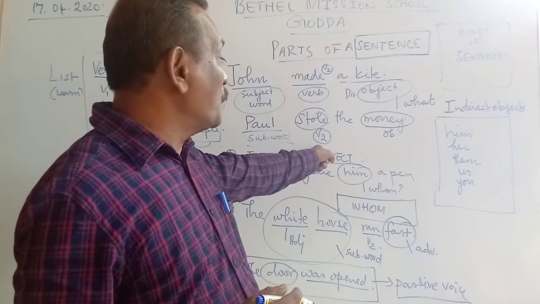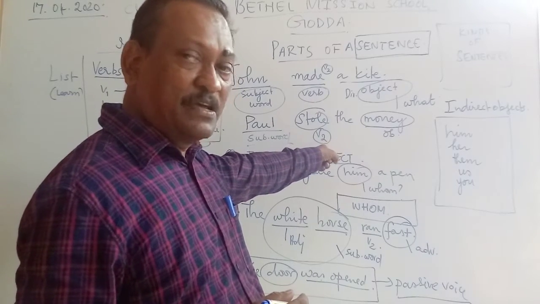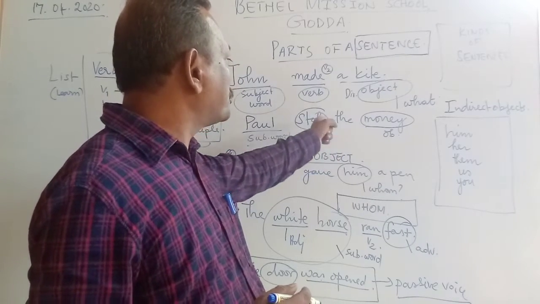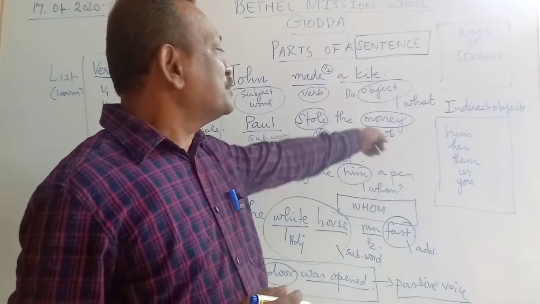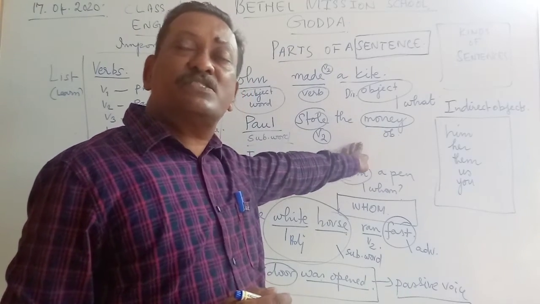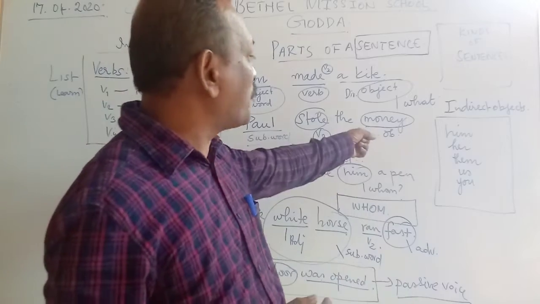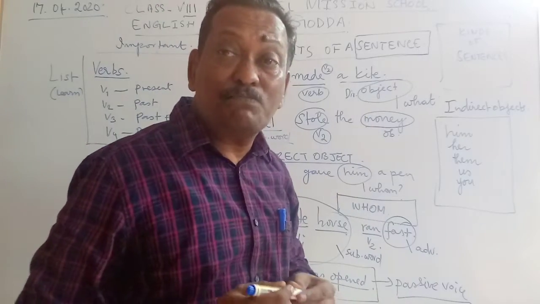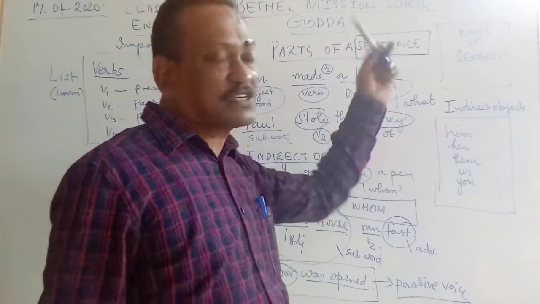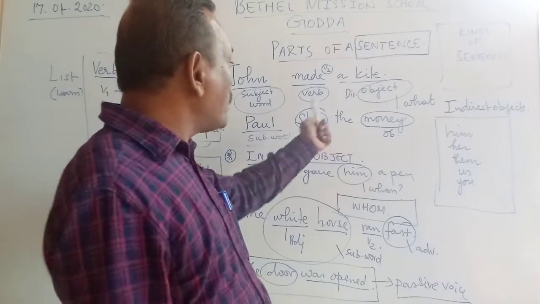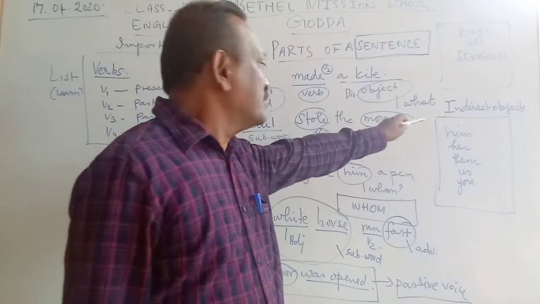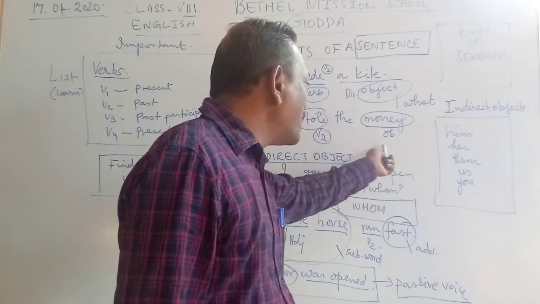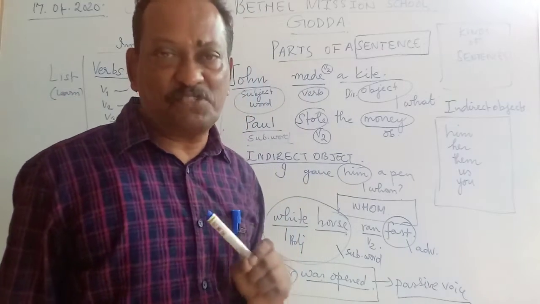Second, stole. The second form once again, past form of steal. Paul stole the money. So here money again is the object, the direct object. Why is it a direct object? Because it answers the question what? So what did Paul steal? He stole money. So obviously the word money becomes the direct object.